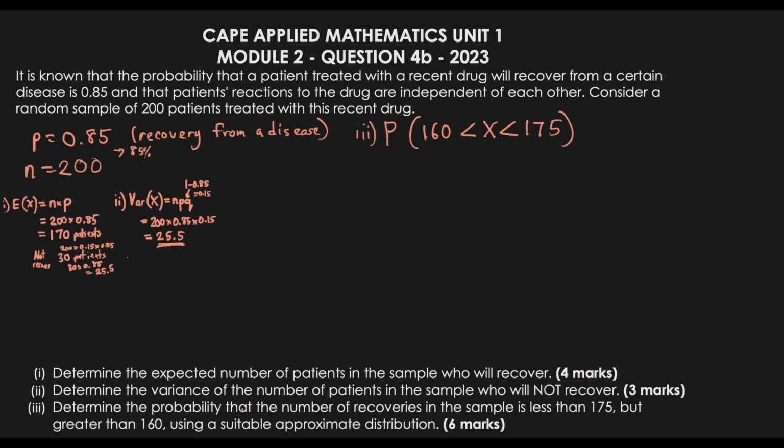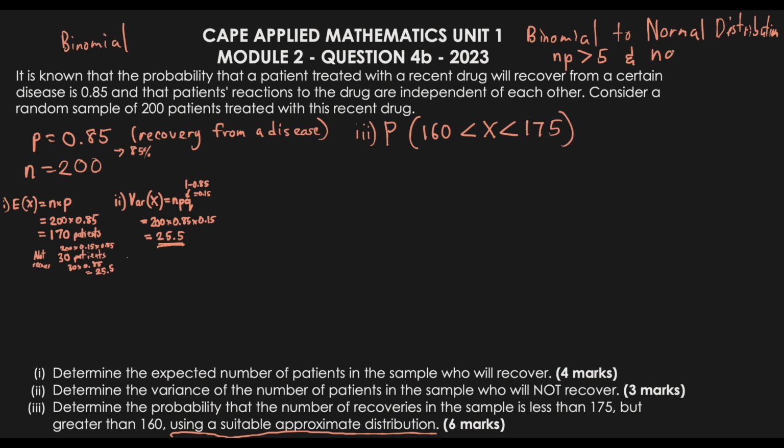Now, the important thing that they told us to do here is use a suitable approximate distribution. We already established that this here was a binomial distribution, and a binomial can be approximated by the normal distribution. So we're converting a binomial to a normal distribution. In order to do this, there are some rules that need to apply. In order to convert this, n multiplied by p must be more than 5, and n times q must be more than 5.